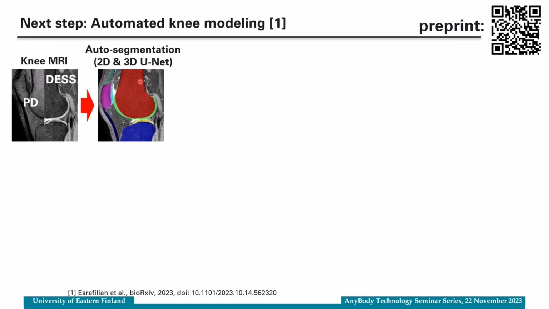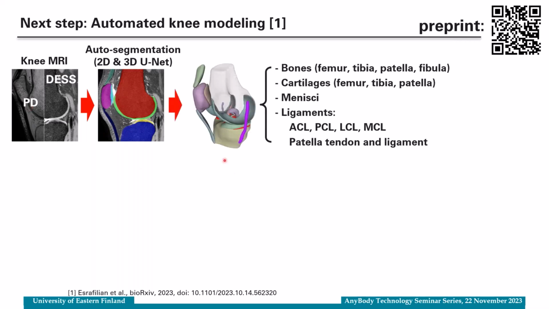So we used U-Nets, 3D and 2D U-Nets, and we trained the network using knee MRIs from different sequences, T2 or DESS sequence, proton density, and T1 sequences, to train the network, which enables us to automatically segment bones, cartilage, menisci, and major knee ligaments.